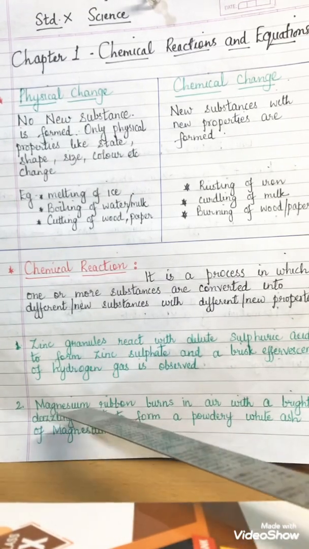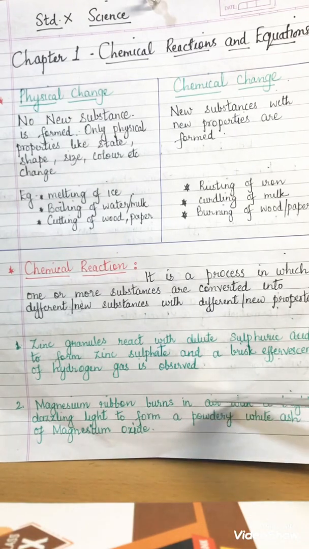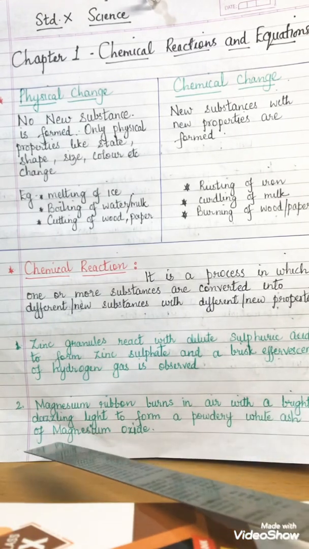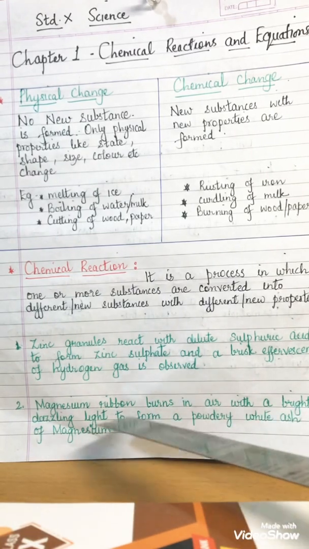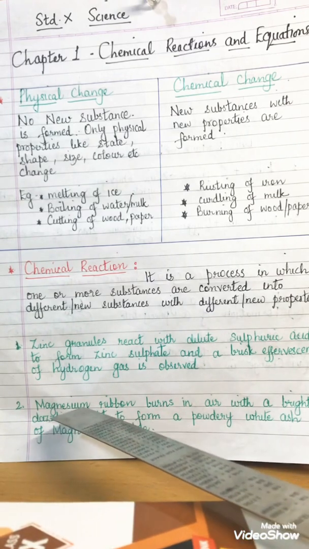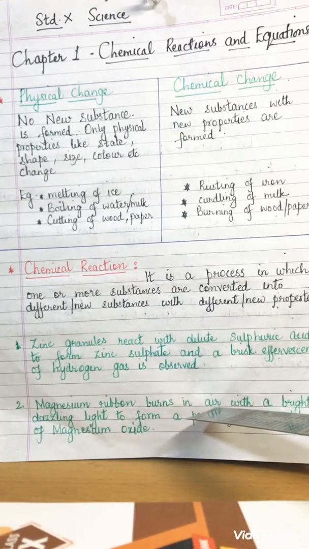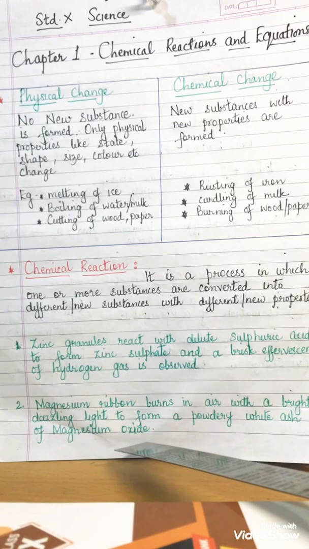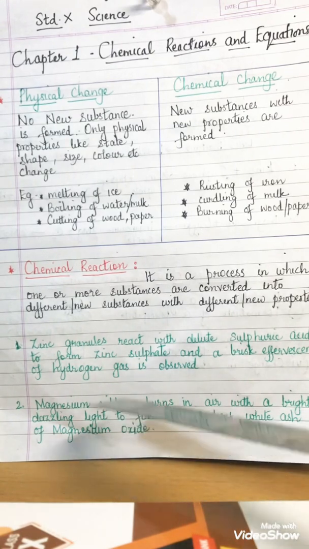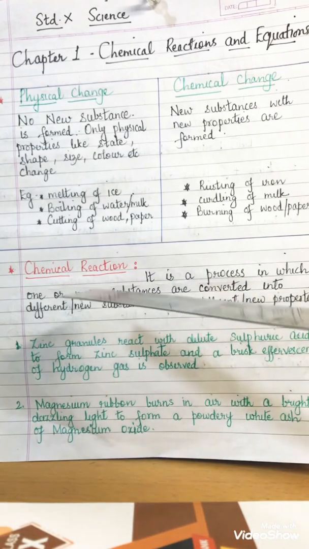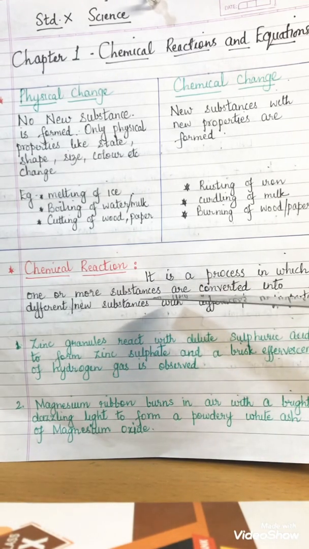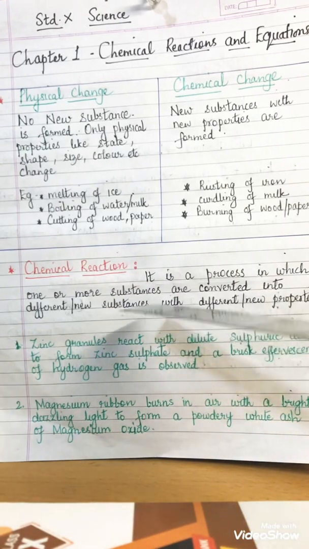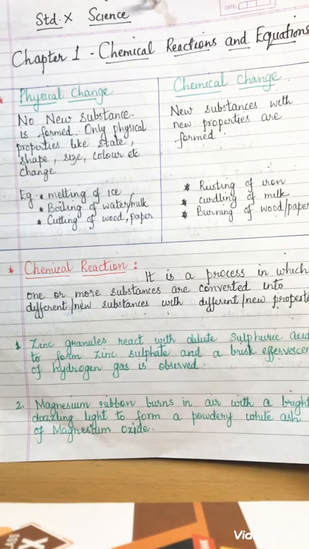Second example, magnesium ribbon burns in air with a bright, dazzling light to form a powdery white ash of magnesium oxide. Now here our reactants are magnesium and air or oxygen, and our product is magnesium oxide. So a chemical reaction is where one or more substances known as reactants are converted into new substances known as products, which will have new properties.